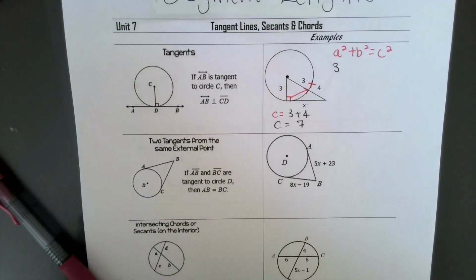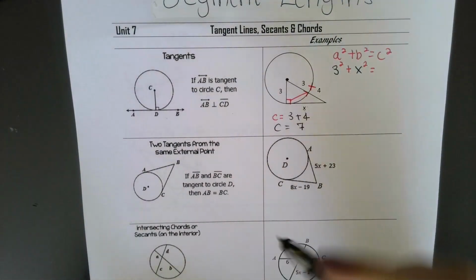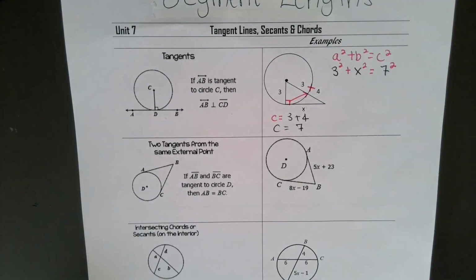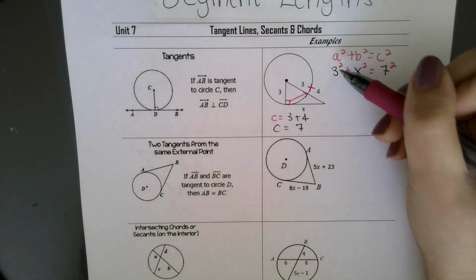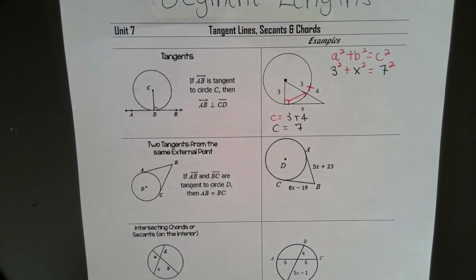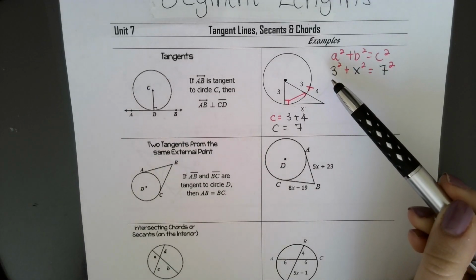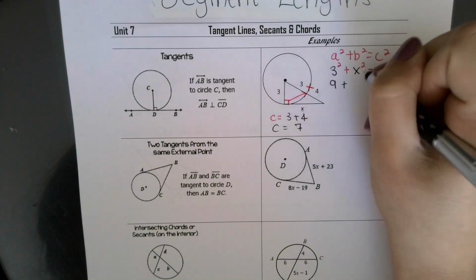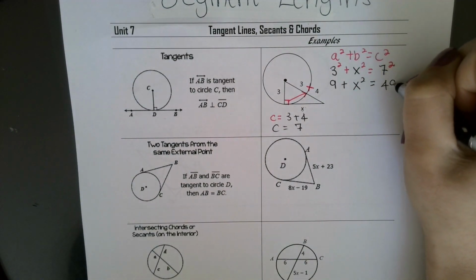So a is 3, and I'm going to square that, plus my other leg, x, squared, equals my hypotenuse, which we said was 7, so I'm going to square that. And now for your operations, you always take care of exponents first. So this is 3 squared. Just to recap, it's not saying 3 times 2. Whatever your base is, you multiply it by itself that number of times. So I'm going to take 3 times 3, and you get 9, plus x squared, which I don't know yet, equals 7 times 7, which is 49.